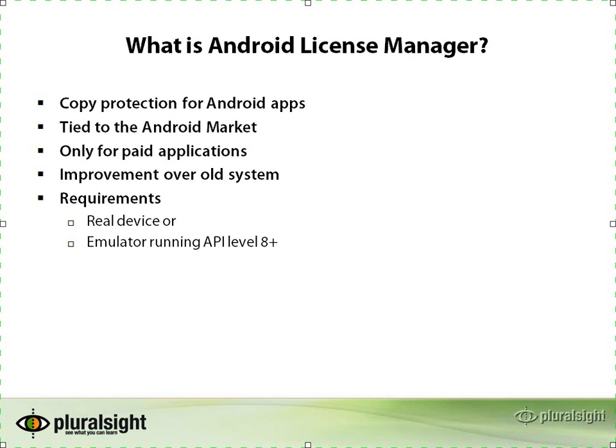And the only requirement that you have is that you either need to have a real device or you need to have your emulator running API level 8 or plus for support of the Android License Manager. You can still test your app if you don't have an emulator running that high level API, but you're not going to be able to test the licensing functionality. You just have to disable it when you run your app.